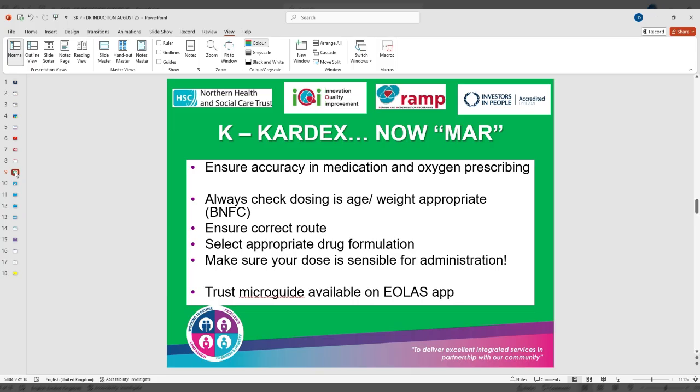We must ensure accuracy in our medication and oxygen prescribing. Always check the dosing is age and weight appropriate in accordance with the BNF. Ensure the correct route is selected as part of your prescription and the drug formulation chosen. Make sure your dose is sensible for administration when the nurses have done their conversion. And a Trust Micro Guide is available on the OLAS app, and this will guide your first-line therapies for a selection of clinical presentations.